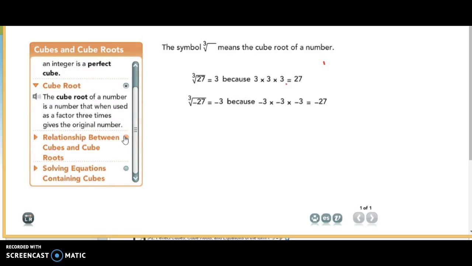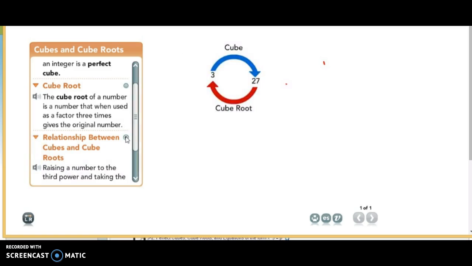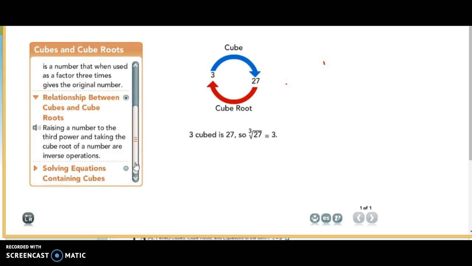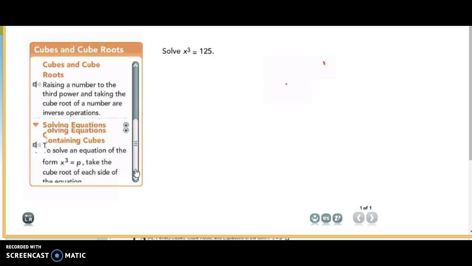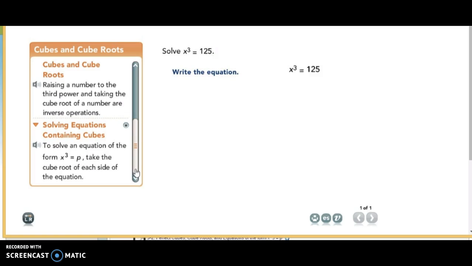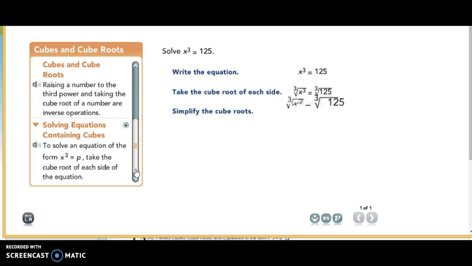So the relationship between cubes and cube roots is going to be just like squares and square roots. 3 cubed is going to be 27. The cube root of 27 is 3. So we know those are going to be exactly the same. And then when we solve equations with them, we're going to do the same thing that we did before. We're going to write out our expression, and then we're going to take the cube root of both sides. So the cube root of x to the third is just going to be x, and then the cube root of 125 is going to be 5.